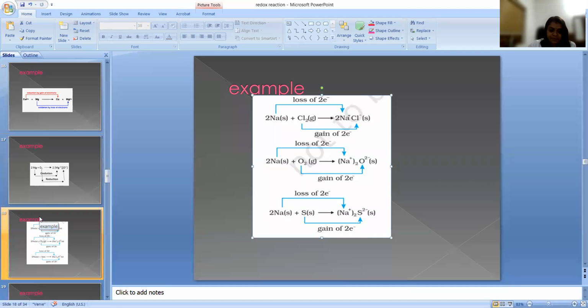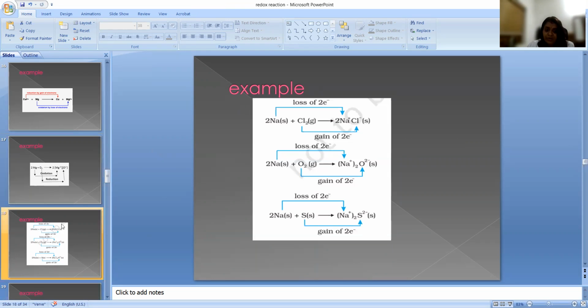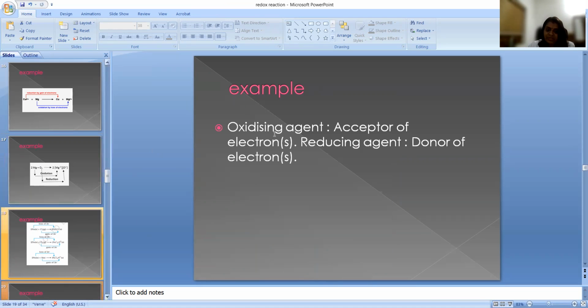Now let us see. What do you mean by oxidizing agent? Already we discussed. The acceptor of electrons is considered as oxidizing agent, and reducing agent means donor of electrons. So no need to go for such a complication. Sodium is undergoing oxidation, and the lost 2 electrons it is providing to chlorine. So it is an electron donor, so it is acting as a reducing agent. So oxidizing agent is the acceptor of electrons, and reducing agent is the donor of electrons.